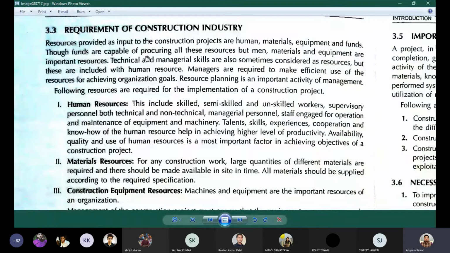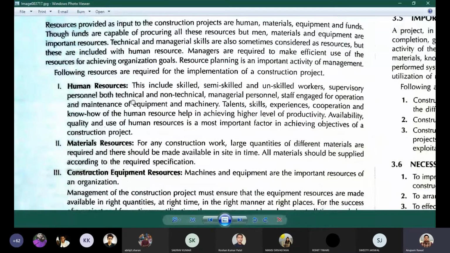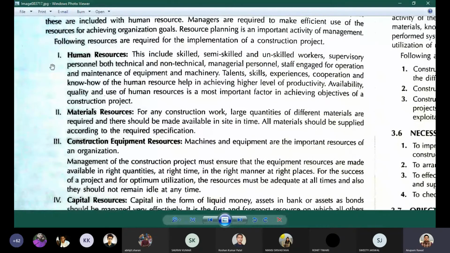Technical and managerial skills are also sometimes considered a resource. If we see the resources like human resource, human resource generally plays a very important role in construction activities. We cannot replace the human resource with any machinery, because for some of the minor work, human resources are important.